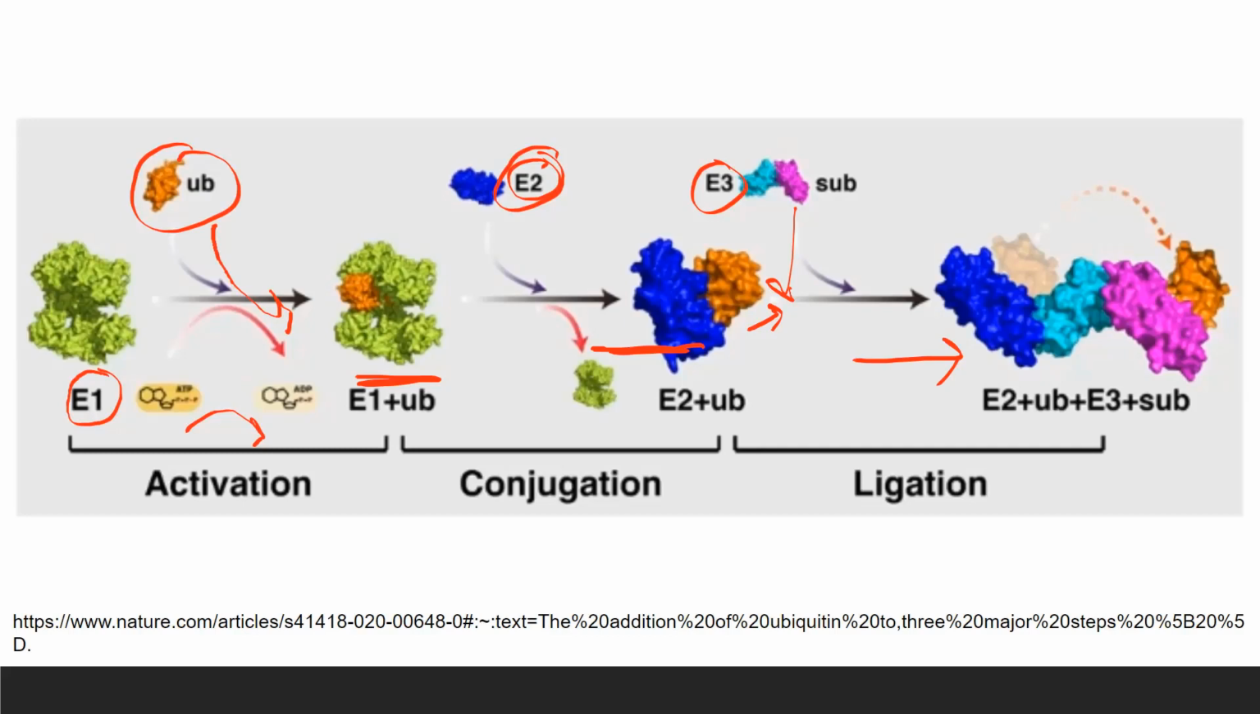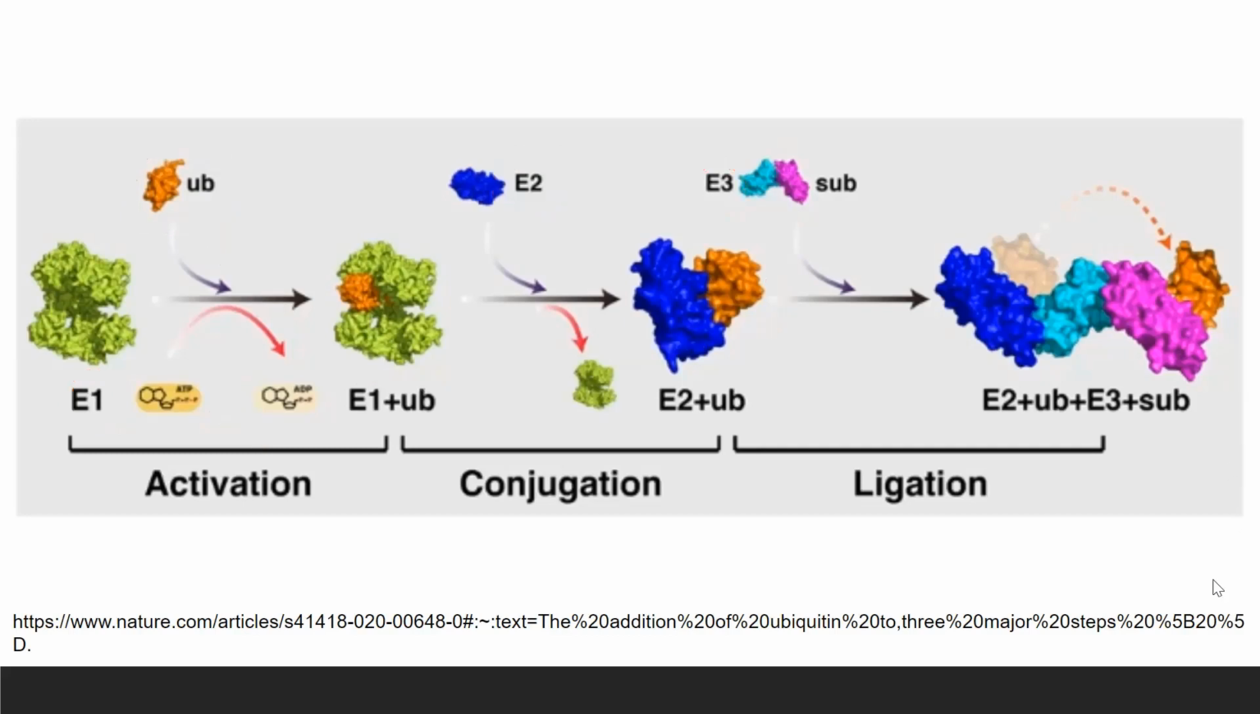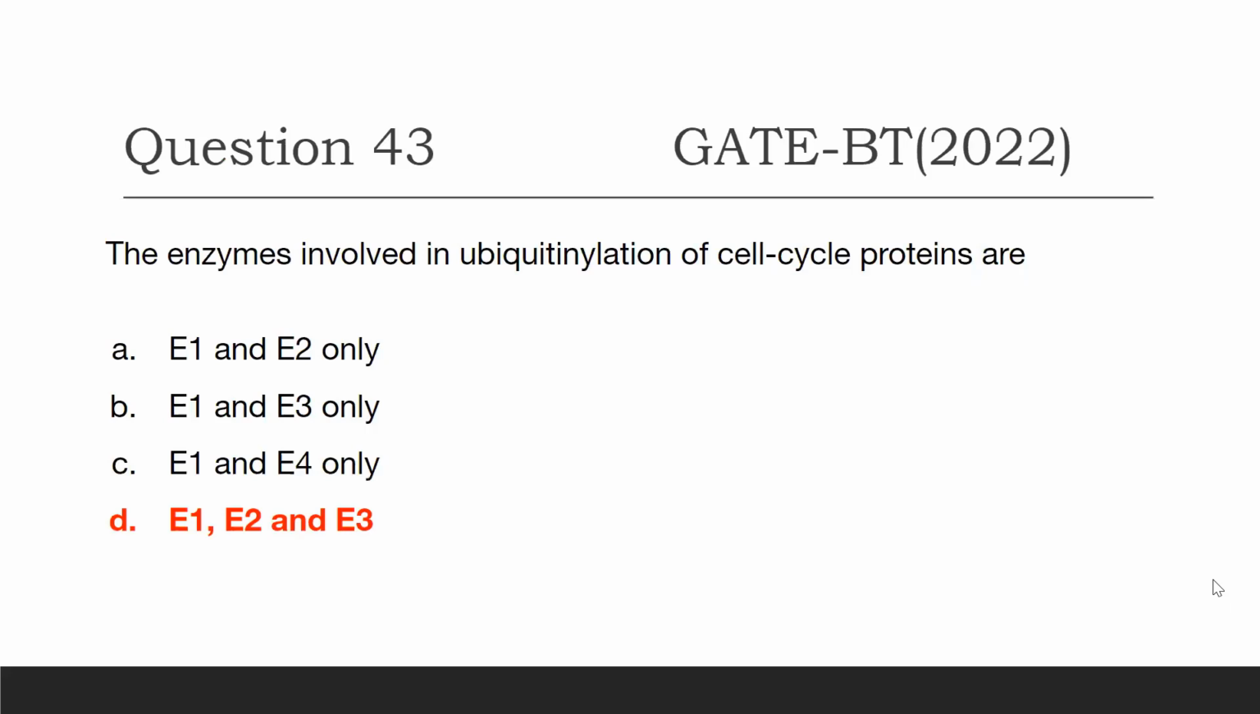So the correct answer in this case would be option number D, which is E1, E2, and E3 enzymes. So these are the enzymes which are involved in the ubiquitination of cell cycle proteins. So that is all for this question.